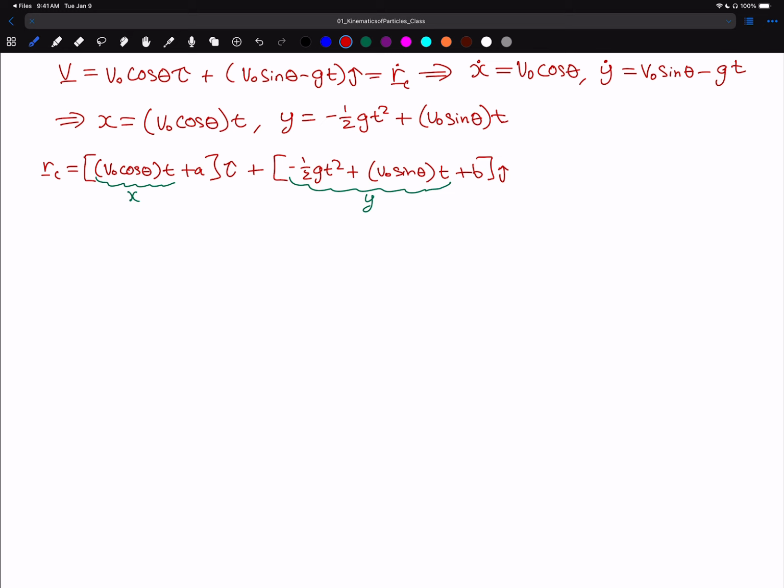Okay, so in order for the car to land safely, it must travel the distance h horizontally. So we'll add that in here. To land safely, the car must travel a distance of h horizontally.